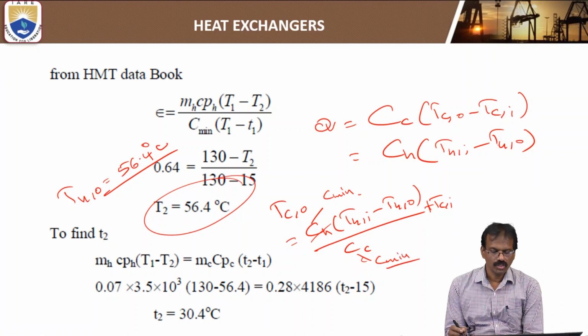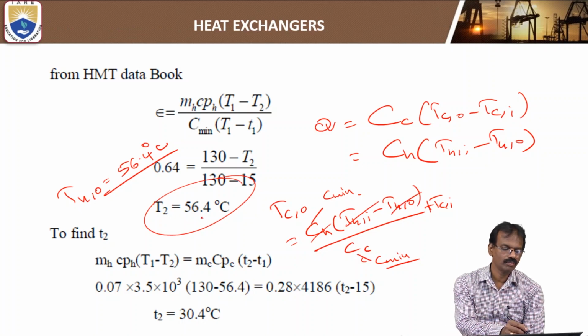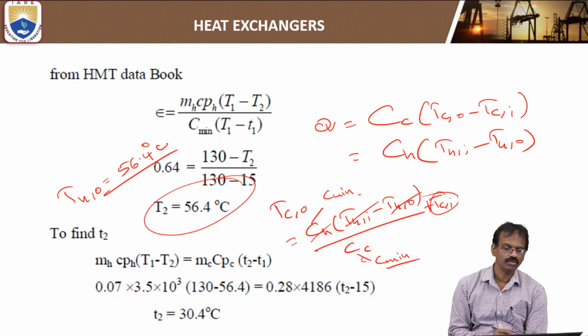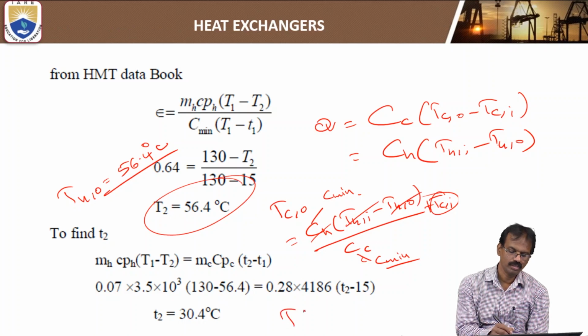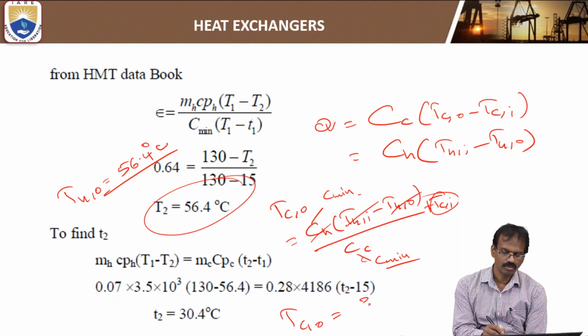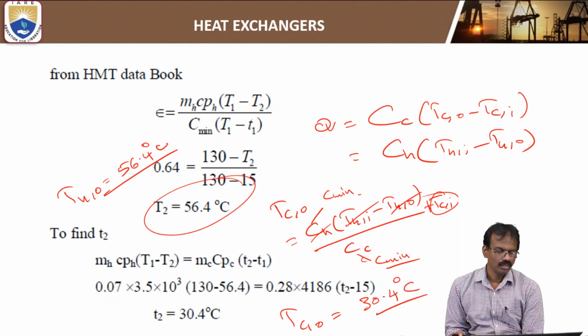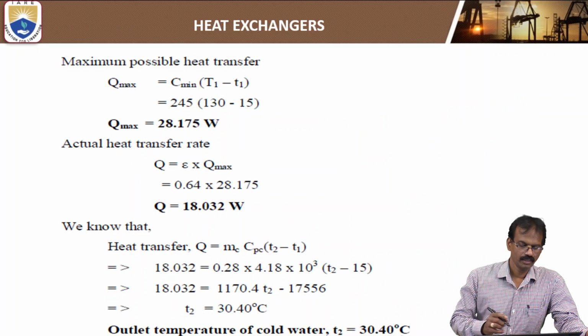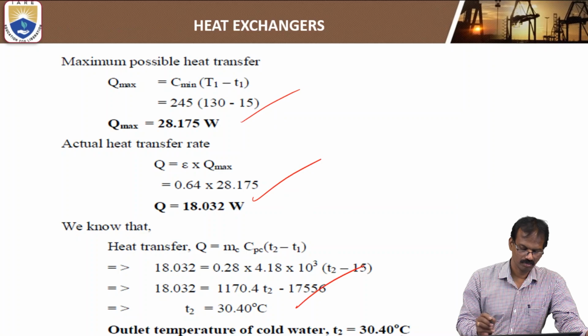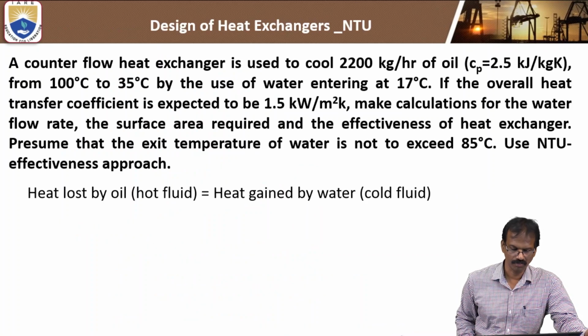If you substitute these values, C minimum or CH value, and hot fluid inlet, and hot fluid outlet, which we already solved, 56.4, and the cold fluid inlet, you will get the TC0 value. So the TC0, the outlet temperature of the cold fluid, is equal to 30.4 degrees Celsius. In this way, you can solve the unknown parameters by using the known parameters based upon the effectiveness method. So the final temperature is equal to 30.4.